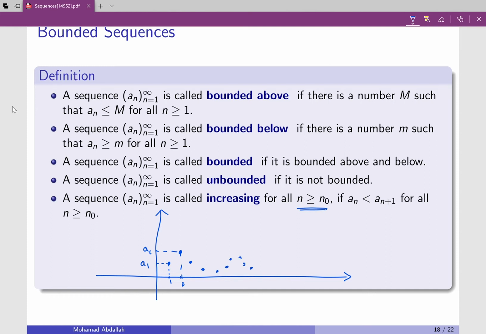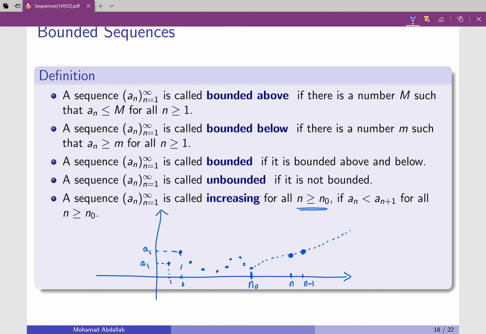Now, as you can see here, my sequence goes up, down, up, down. So I cannot say it's increasing, but hold on, this is an infinite sequence. I have infinitely many terms, so maybe now the sequence will keep increasing in this way. That's what I mean by n0. If there exists one number, so that after this number, if you take any an, then an plus 1 is right next to it, you can see that an is less than an plus 1, and so on.